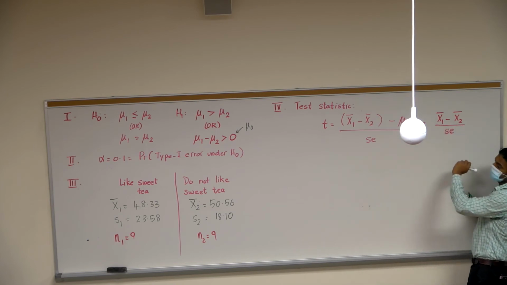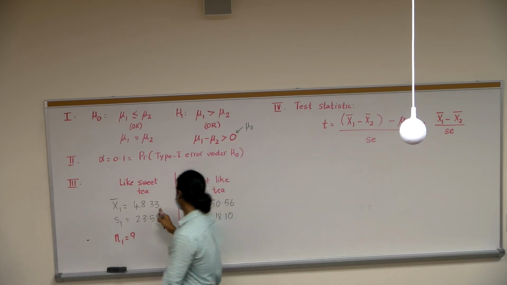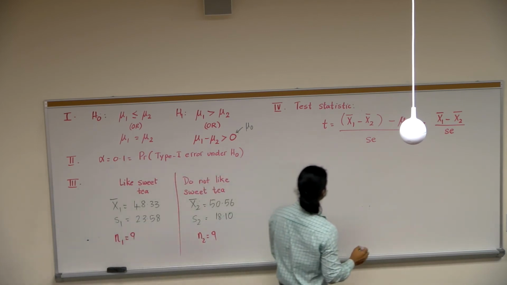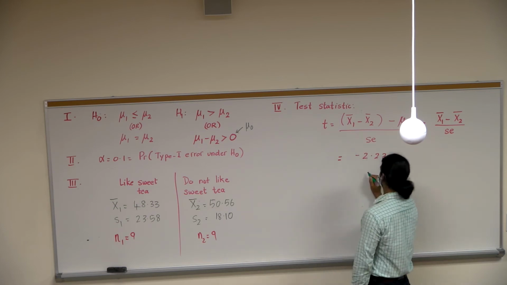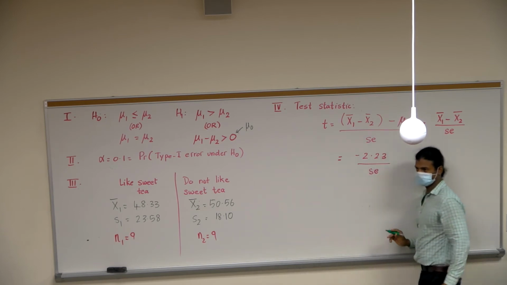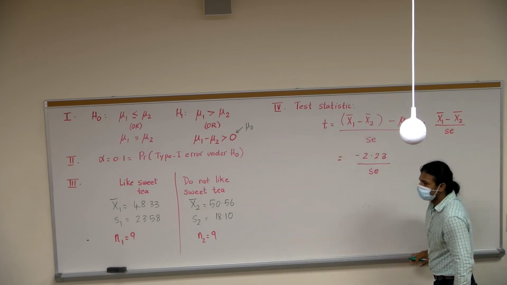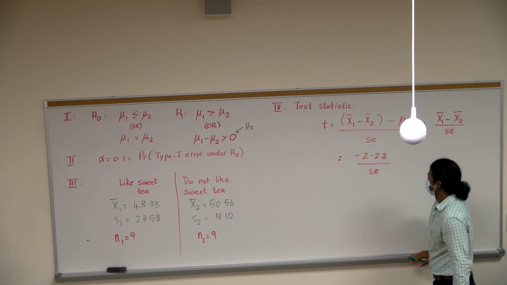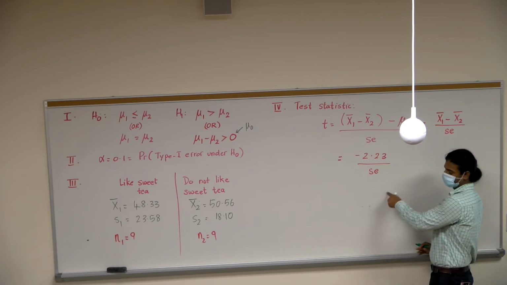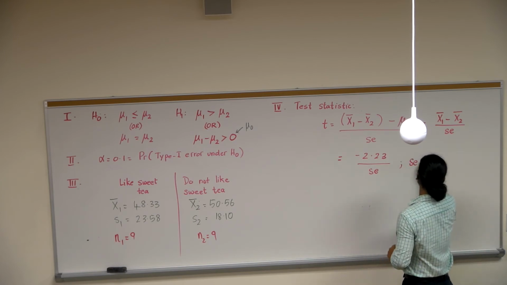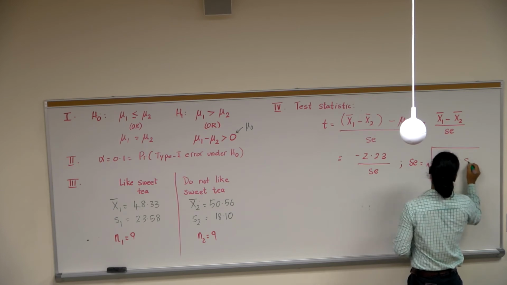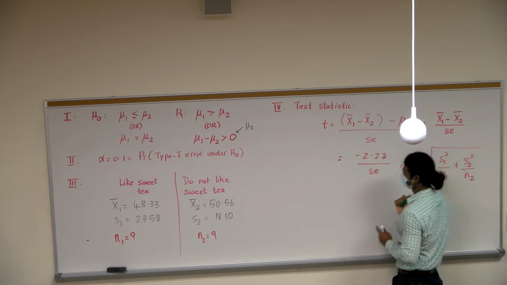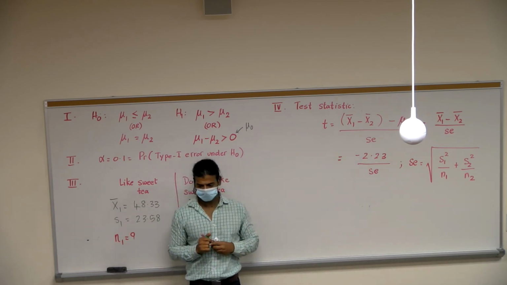We can easily find x1 bar minus x2 bar, which is 48.33 minus 50.56, which is negative 2.23. So does that mean mu0 is always going to be 0, or is that just for this problem? For this problem. And we have a formula for standard error. And that is the formula. Does that come to your mind? We've done this before.